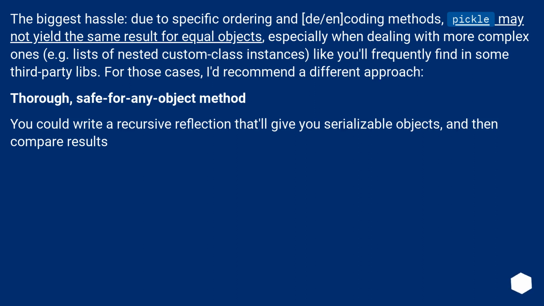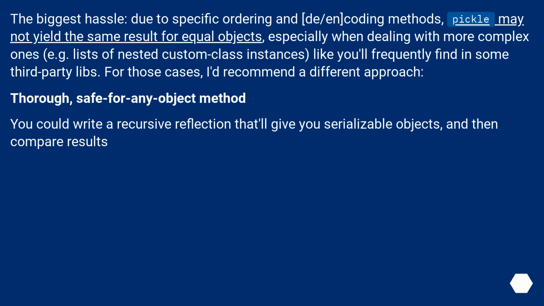The biggest hassle, due to specific ordering and the encoding methods, Pickle may not yield the same result for equal objects, especially when dealing with more complex ones. For example, lists of nested custom class instances, like you'll frequently find in some third-party libs. For those cases, I'd recommend a different approach.